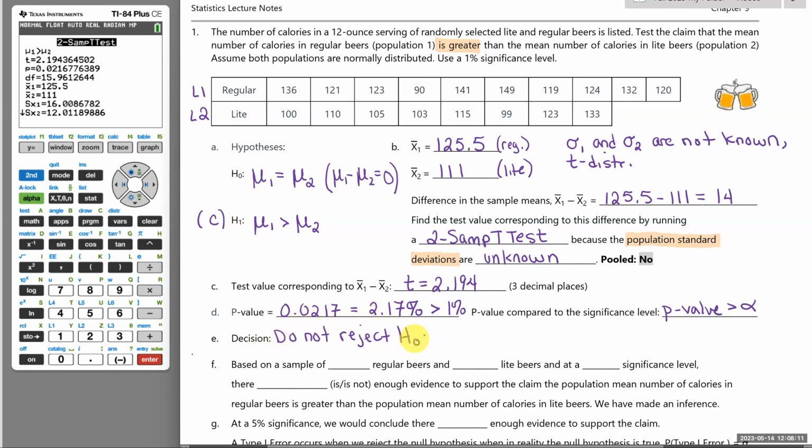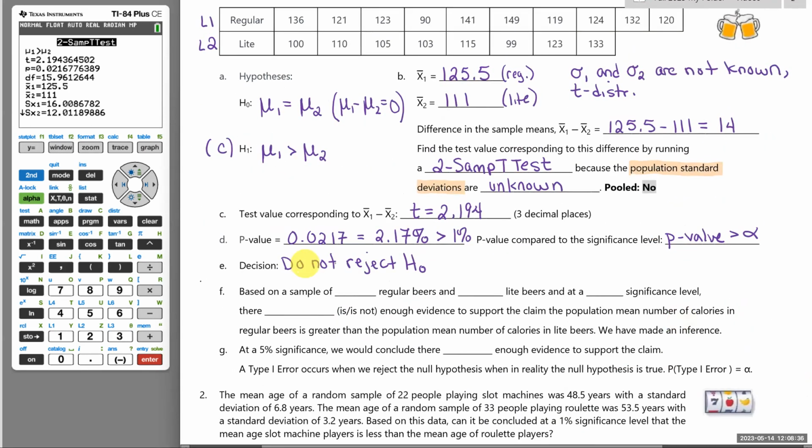All right, so the idea here is that we have some evidence that the regular beers have more calories than the light beers, but we're just saying it's not enough evidence to really convince us, at least at a 1% significance level. All right, so let's just do the summary, and then I'll talk more about significance level. So if we do not reject the null, then we do not support our claim.